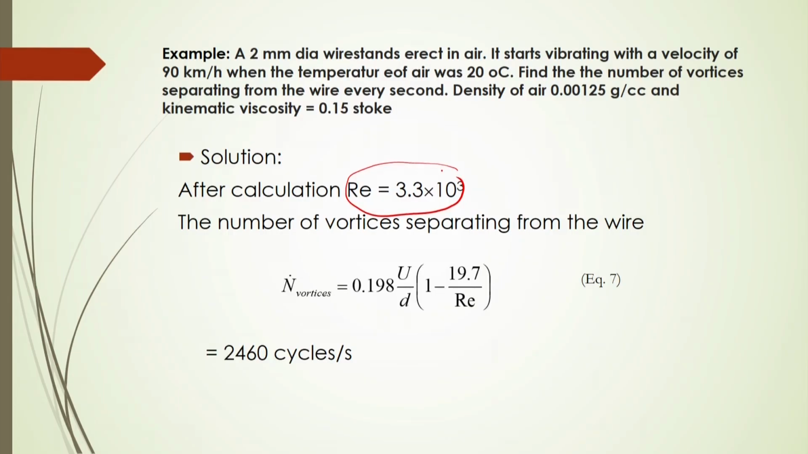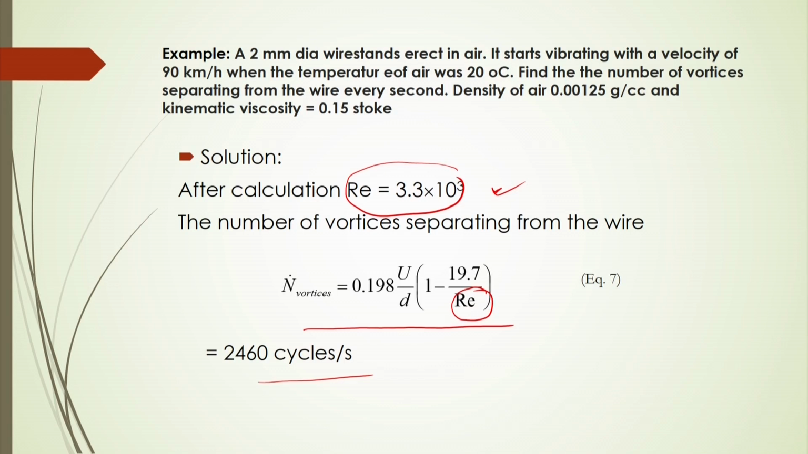Now, in this case you will see Reynolds number will be equal to 3.3 into 10 to the power 3 after calculation, and for the number of vortices separating from the wire, you can use this equation number 7 for calculating. In this case u is known to you, d is known to you, and also Reynolds number you have calculated as 3.3 into 10 to the power 3. So, finally, you are getting this 2460 cycles per second.